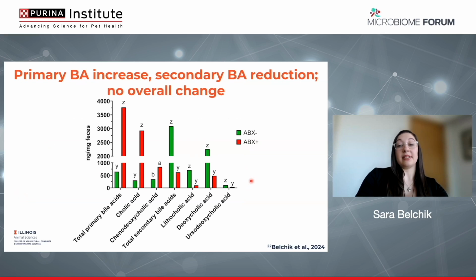Now, evaluating some of our metabolites that were measured, we did see a clear pattern with all of our primary bile acids, or these first 3 over here, showing an increase following antibiotics, whereas secondary bile acids had a significant reduction. However, there was no overall change to bile acid production. It's just very interesting to see this very clear pattern that as soon as antibiotics are administered, there's this almost inverse relationship, or this flip in the conversion efficacy.